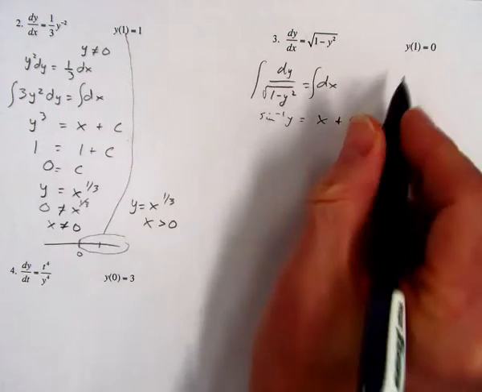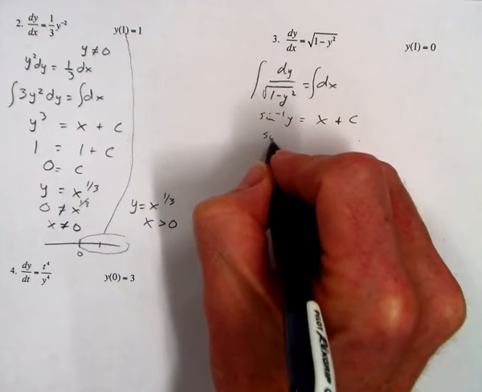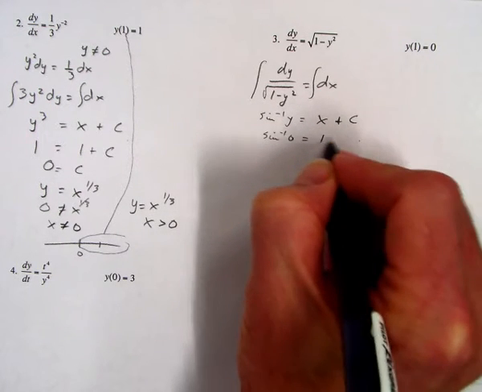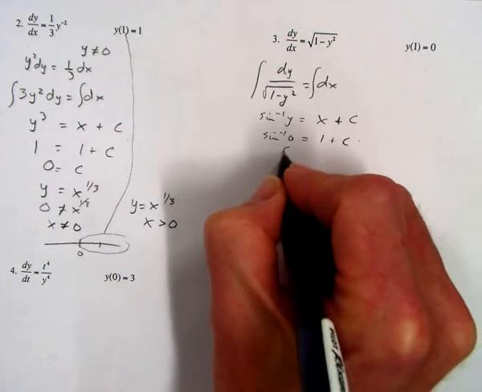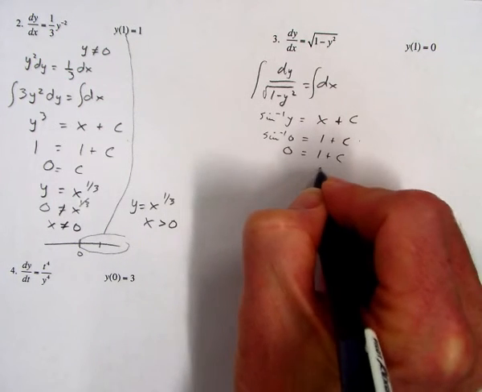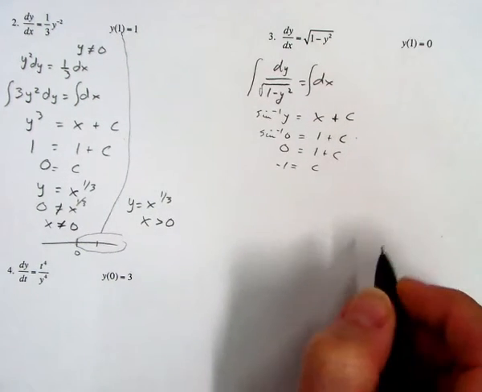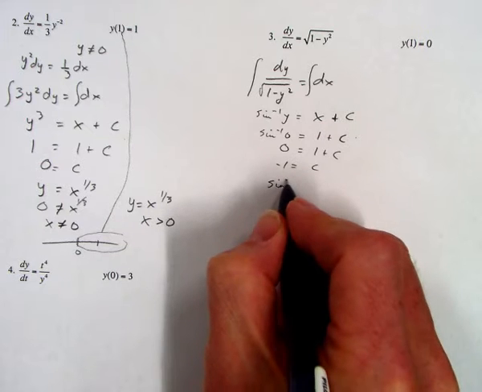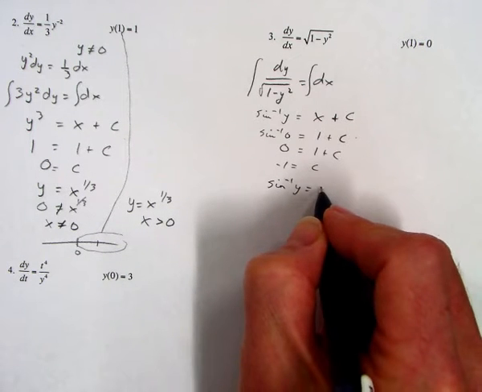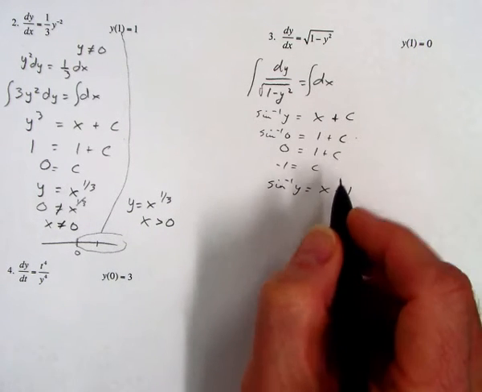And then plug in our value. Inverse sine of 0 equals 1 plus c. Inverse sine of 0 is 0. So c equals -1. So we have this equation, inverse sine of y equals x minus 1.